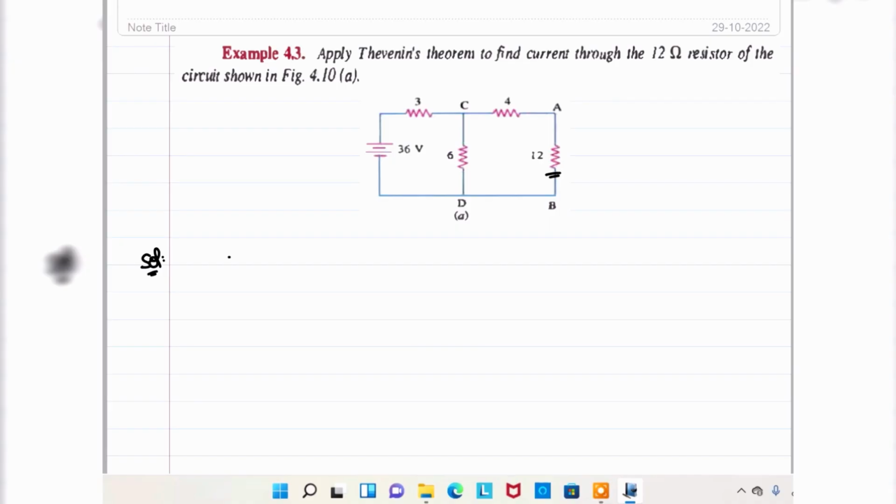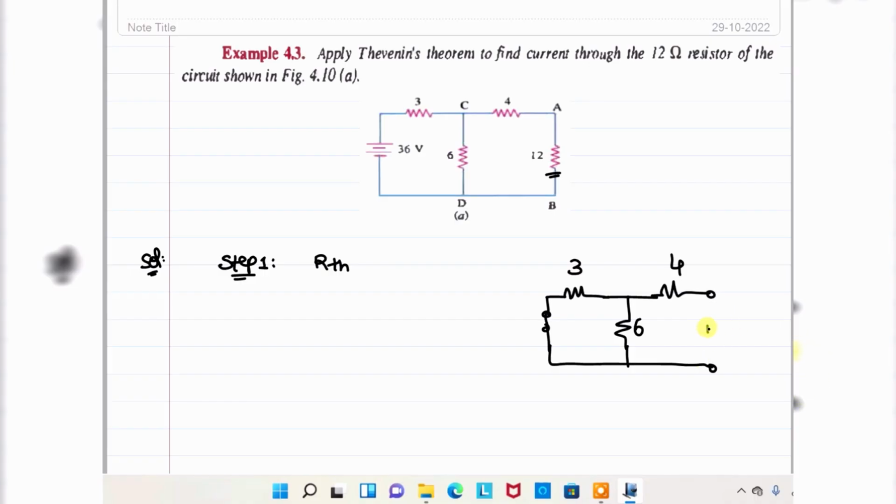The first thing, to find out the current flowing through the 12 ohm resistance, step 1 is RTH, that is the Thevenin's resistance. How to find out the RTH? Very simple. Just short circuit the 36 volt voltage source, and this is a 6 ohm, this is a 4 ohm, and open circuit the load terminals, that is the A and B terminals. This is A, this is B. So just find out the total resistance.